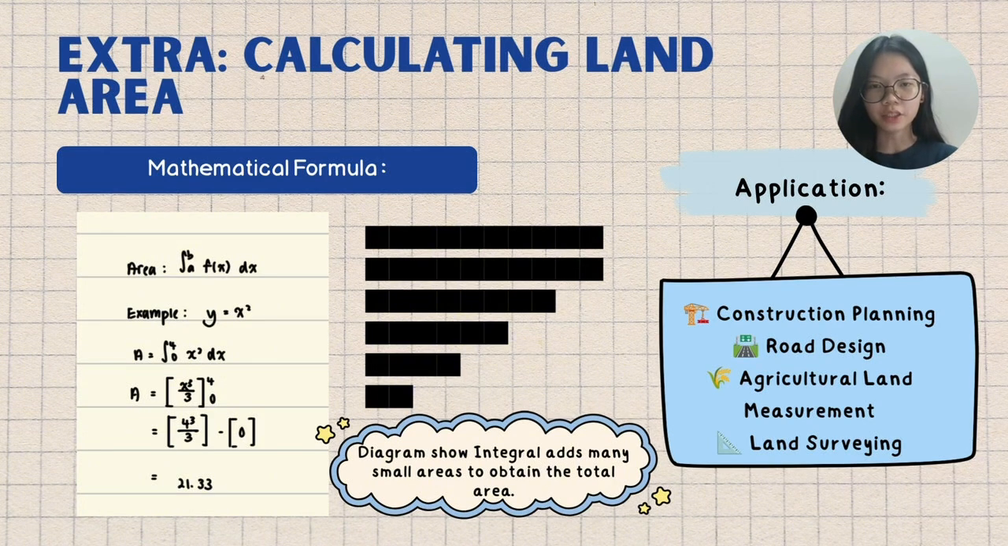After the integration, the area is 64 over 3, or approximately 21.33 square units. In real life, engineers use this method to estimate construction area, calculate material requirements, and determine project costs. Therefore, integration helps solve problems where traditional measurement methods are not accurate.